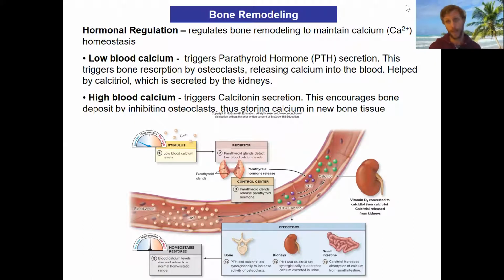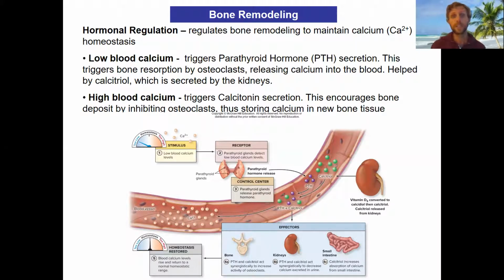tissue to maintain that. Okay, so first of all, we have to keep the blood calcium levels in homeostasis. So there should be a hormone that is secreted in response to relatively lower levels of blood calcium, and there should be a hormone secreted for relatively higher levels of blood calcium, to keep the normal negative feedback of keeping the homeostasis level as needed.